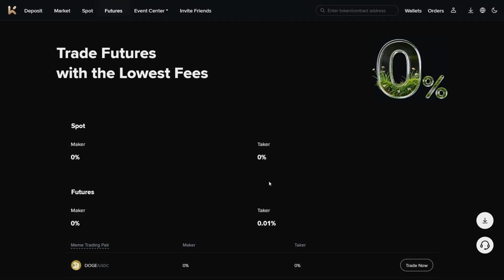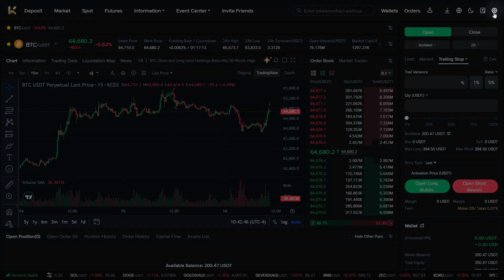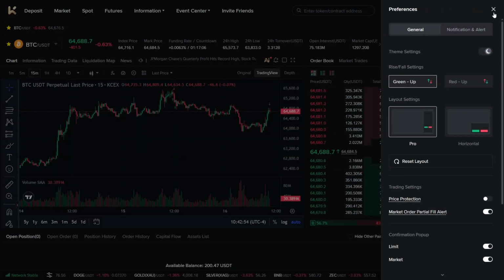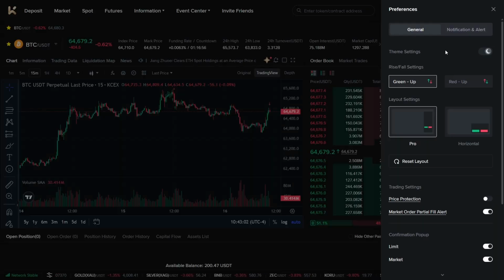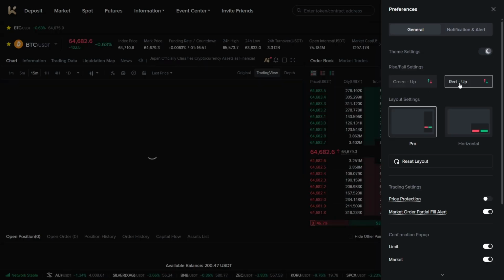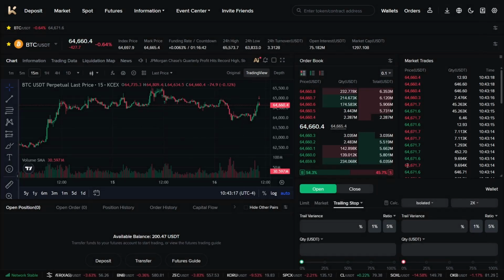Next, we want to head to the futures dashboard. So on the top, just click futures. Before we do any trading, we want to get our preferred layout. So we're going to head to the top right, click on settings. Here under general, we have a few things that can help us with our layout. We have theme setting, so we can keep it white or dark. Rise fall settings. So this will just make either green up or red up. And then we have layout settings. We have pro on right now, or there's a different layout, which is horizontal.